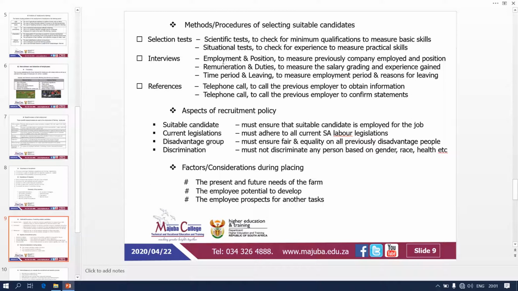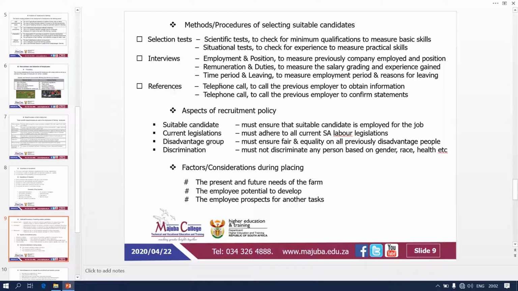When you interview a person, you're looking at the employment and position to measure where this particular individual was employed and what the position was, right? You can also check the duties with the enumeration to see if this person was, for example, a supervisor in that business, and what duties of a supervisor that individual was doing. Time period: how long did you work there? Why did you leave that organization? Maybe you were terminated, not fired. Remember, we don't use the word fired.